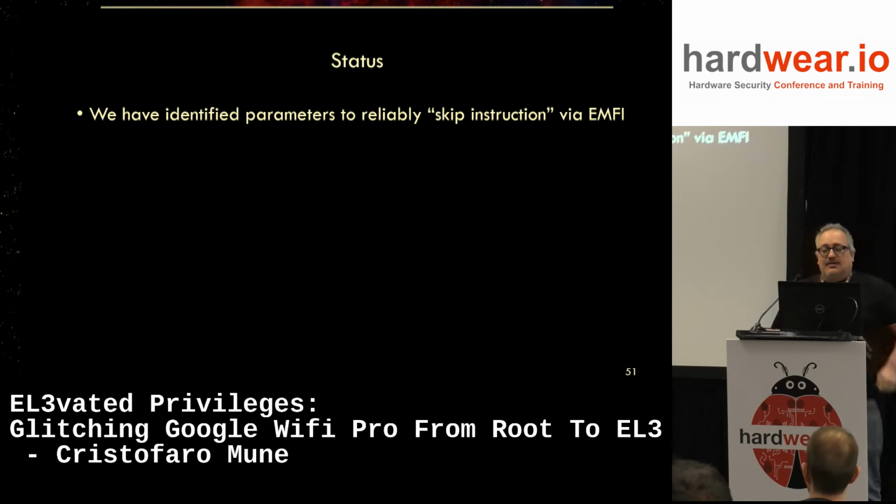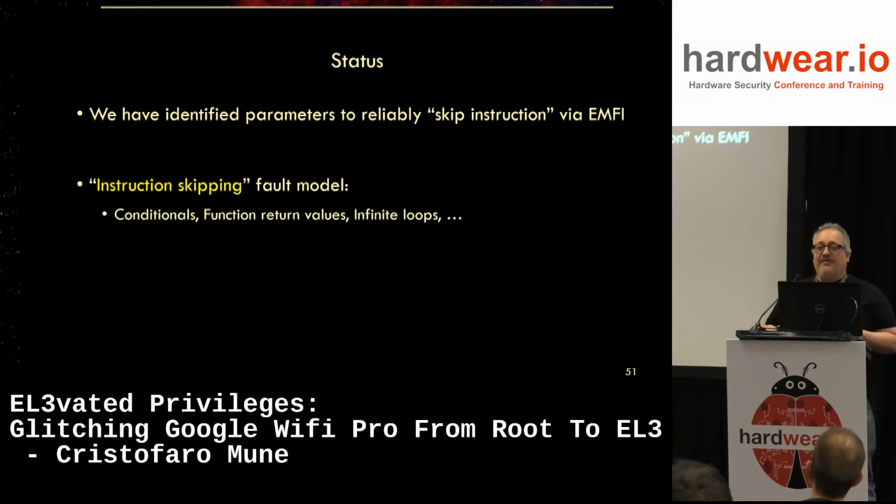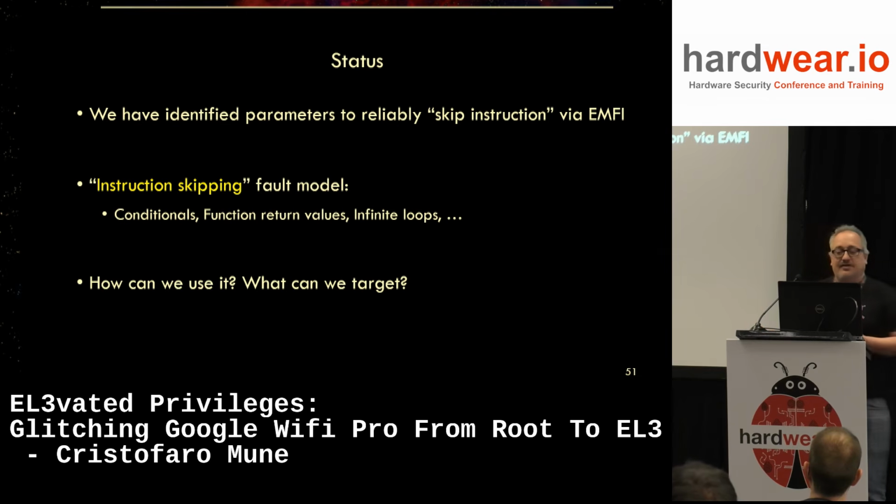shortly. So we have identified parameters. We know where to put our probe. We know the timing that we would have on SMC. So we are good to go to skip some instruction, but we need to see which one. Now, it's nice to use the instruction skipping fault model for skipping conditional checks and calls to functions, because you would skip the function call, you would skip the checks themselves.